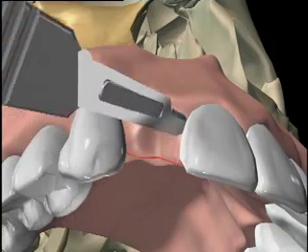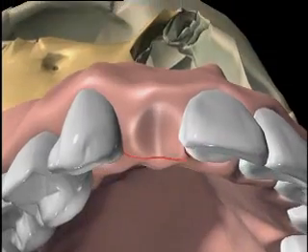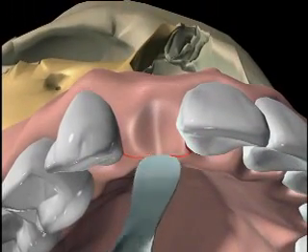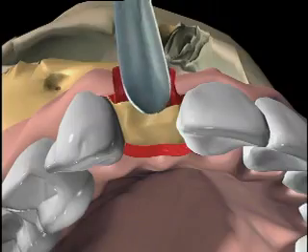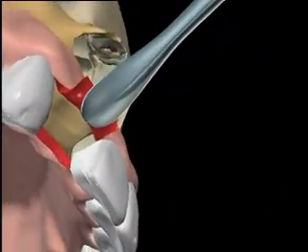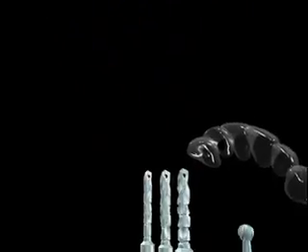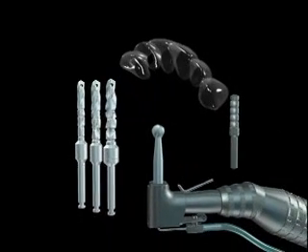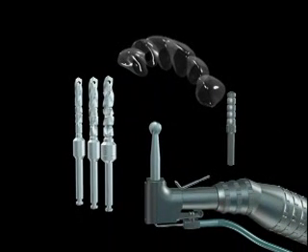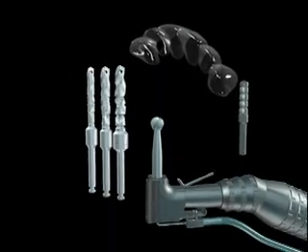A mesiodistal incision with vertical release is used to expose the alveolar crest. A periostal elevator exposes the implant site. The required surgical tools are sterilized prior to the patient's arrival. A surgical stent was created during the preoperative planning of the case.